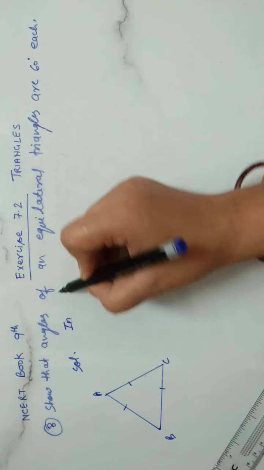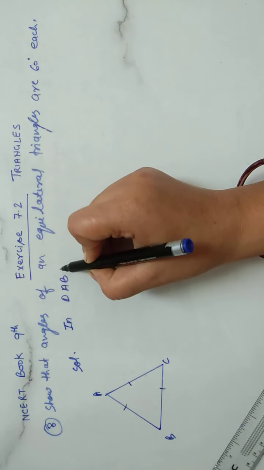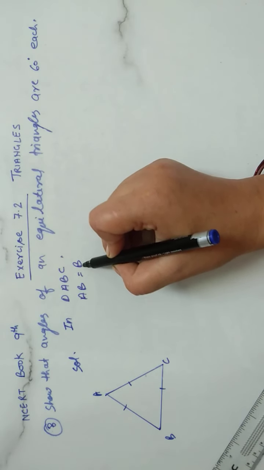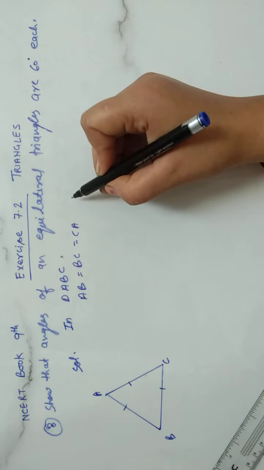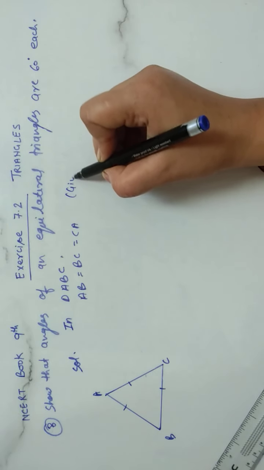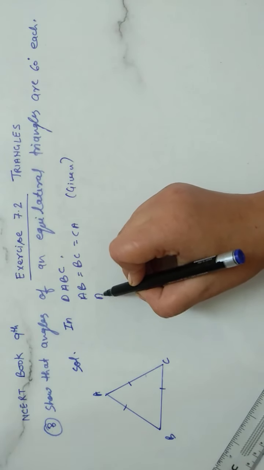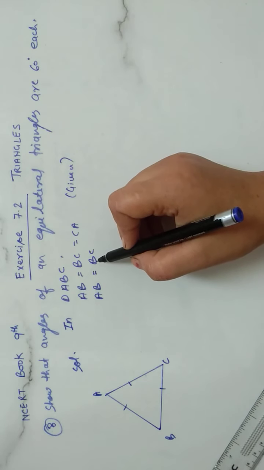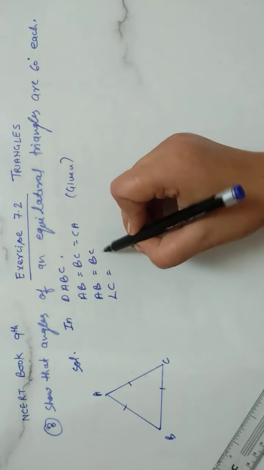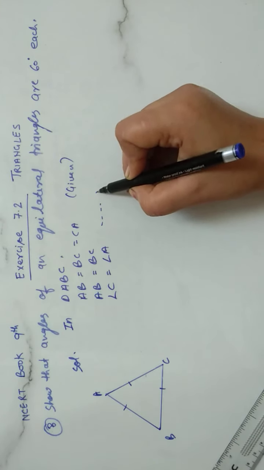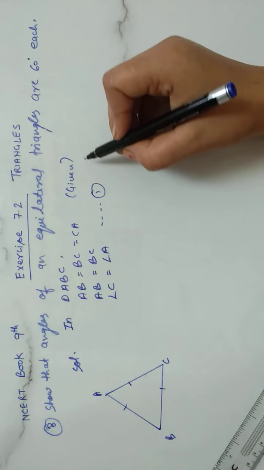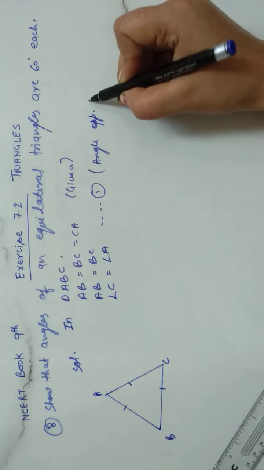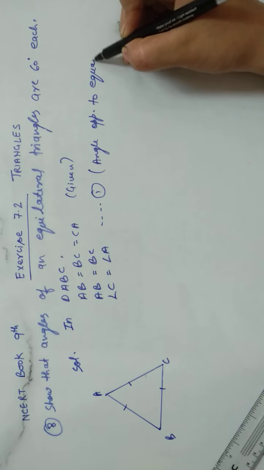In triangle ABC, okay, it is an equilateral triangle. So AB is equal to BC is equal to CA. It is given to us. Now first of all we will take AB is equal to BC. So when we take AB is equal to BC, from here we are getting angle C is equal to angle A. Opposite angles are equal. Angle opposite to equal sides.